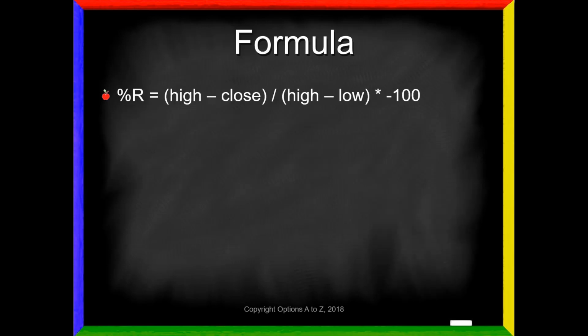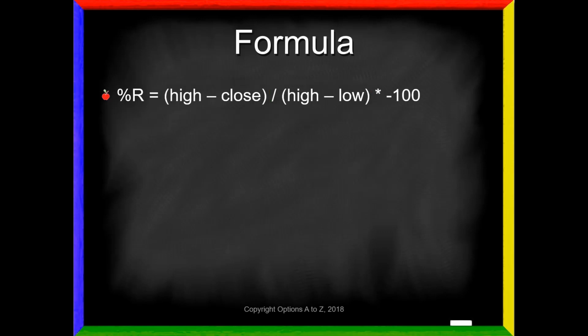So let's take a look at the formula, and I like to look at formulas when applicable because it helps you to understand where the numbers are coming from, but it's also going to show you why it's virtually the same thing as the stochastic oscillator. Williams percent R is usually designated by %R. That's what the little indicator will show in your platform. And the formula is we're going to take the high minus the close and divide it by the high minus the low. And then we're going to multiply that by negative 100.